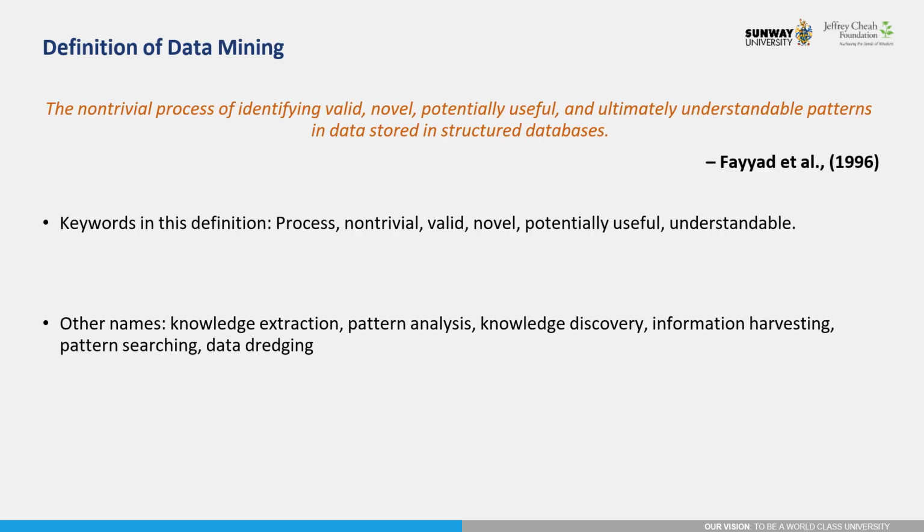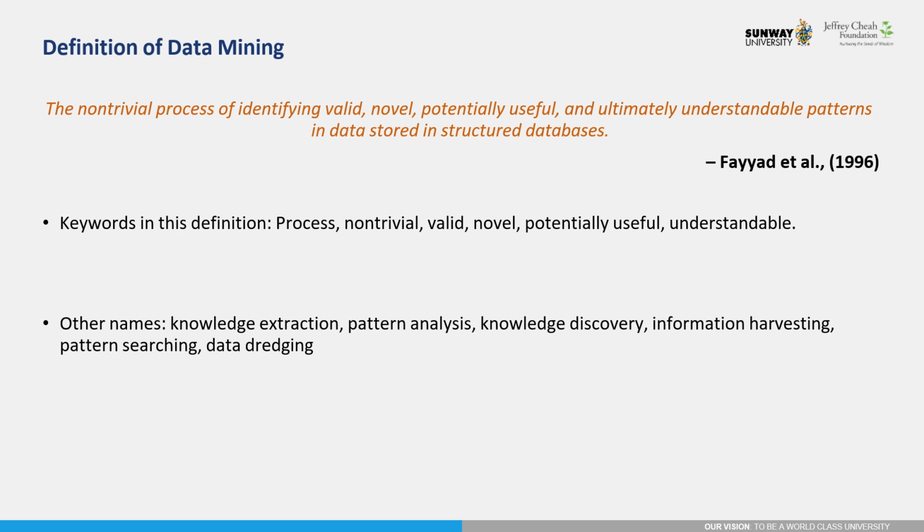What is the basic definition of data mining? There are a lot of definitions around the world. This is Fayyad et al., 1996, the founder. It says that it is the non-trivial process of identifying valid, novel, potentially useful, and ultimately understandable patterns in data stored in structured databases. You can say we use the process: valid, novel, potentially useful, understandable. This is a complete process of how you can go from data collection to actionable things.